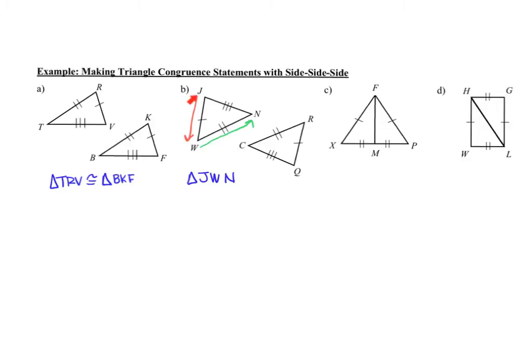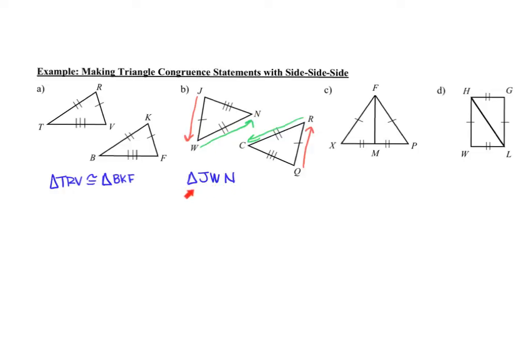So if I'm starting at J and going towards W, I'm going towards the side that has the two little tick marks. So that means that I'm going to start at Q and go towards R because I'm going to go towards the side that has the two tick marks. So that means QR is going to be congruent to JW. And then I'm just going to continue my arrows around. That means that RC is going to be congruent to WN.